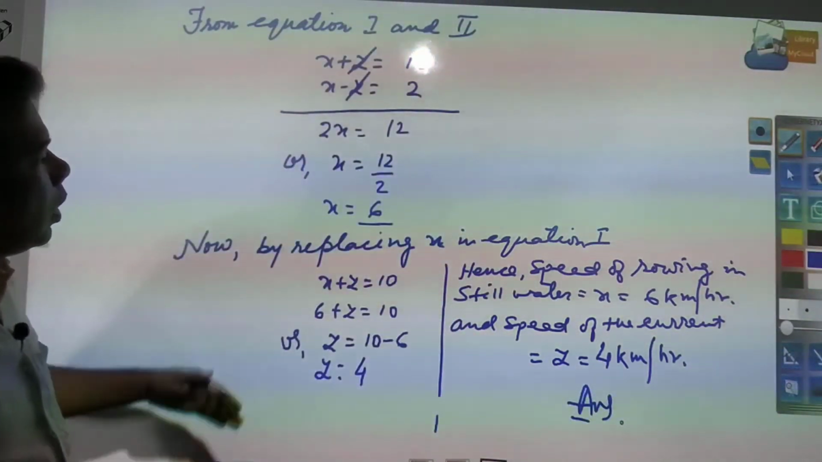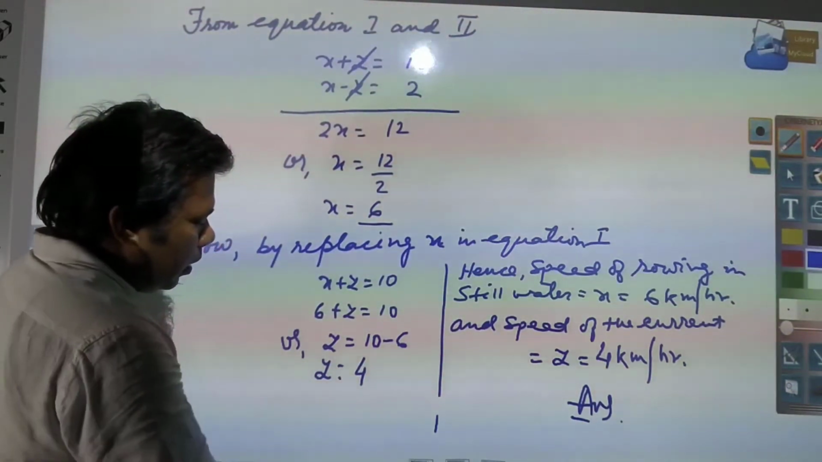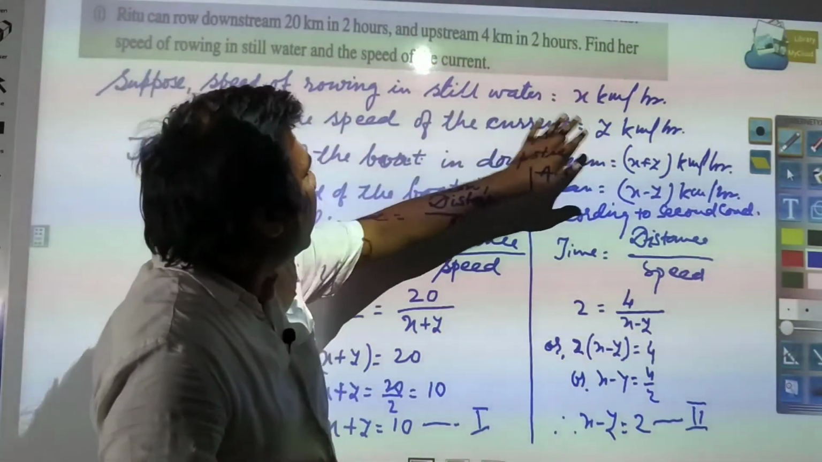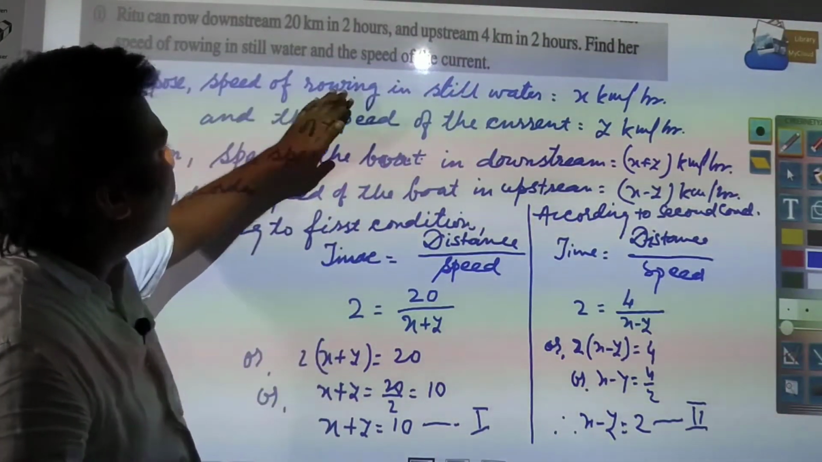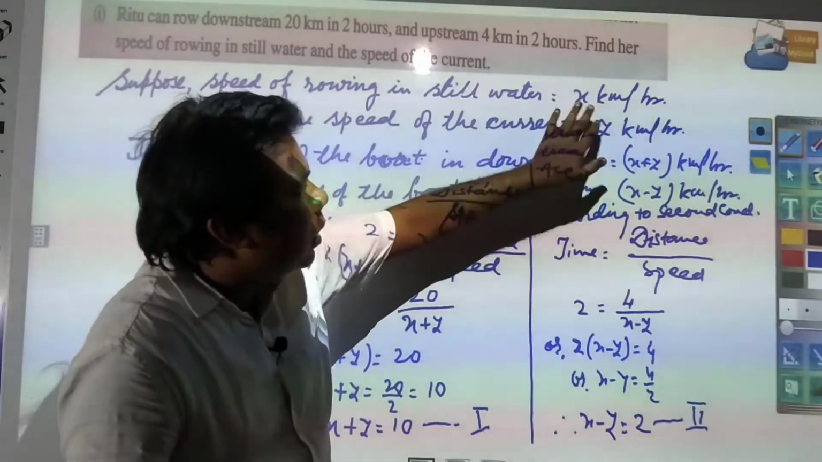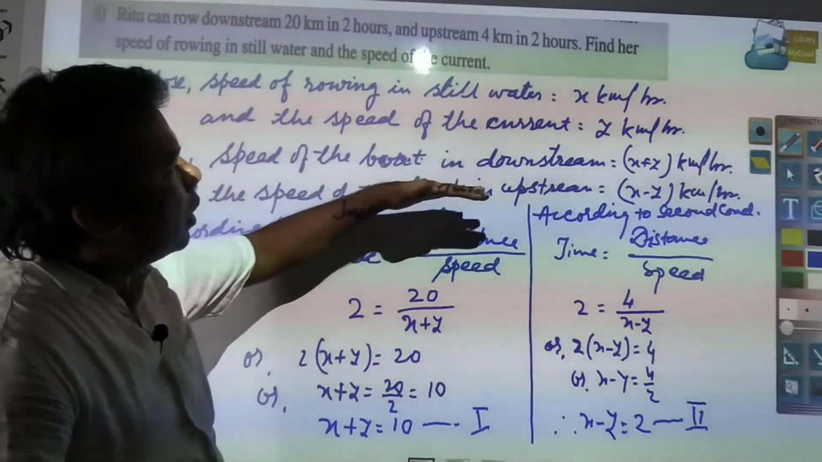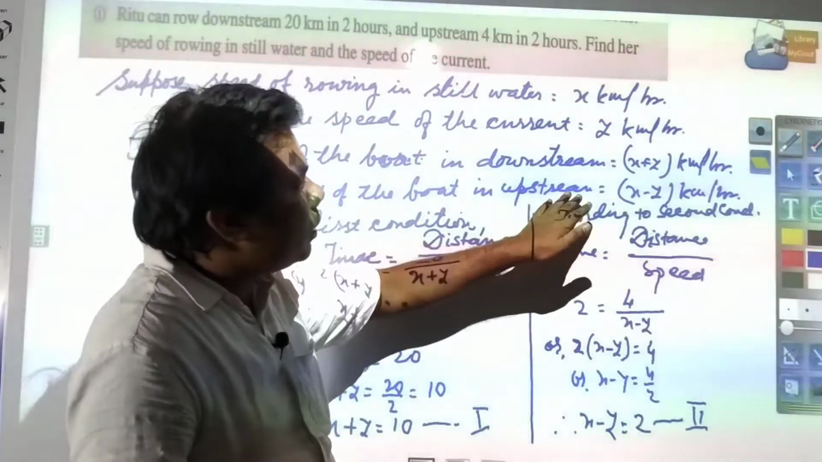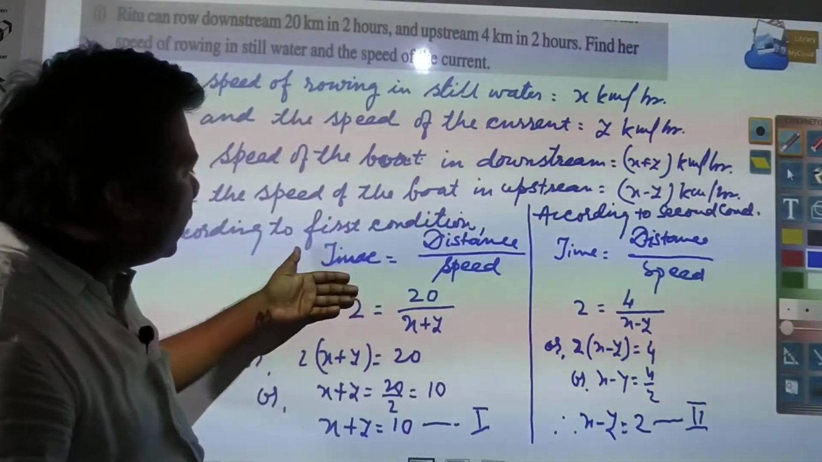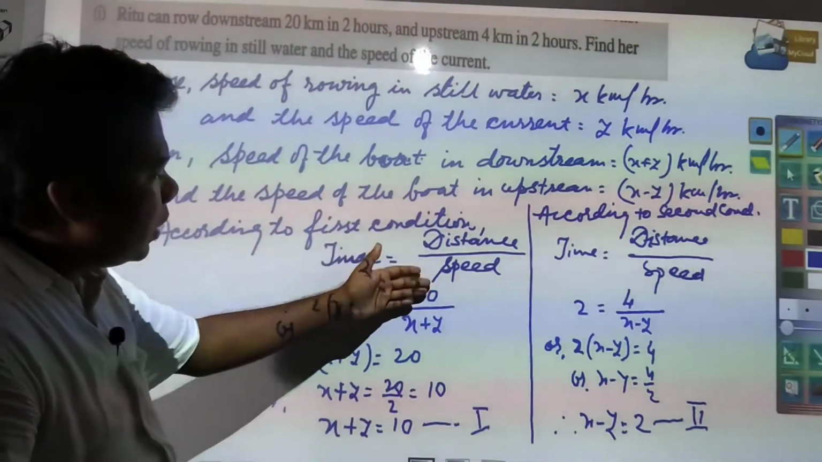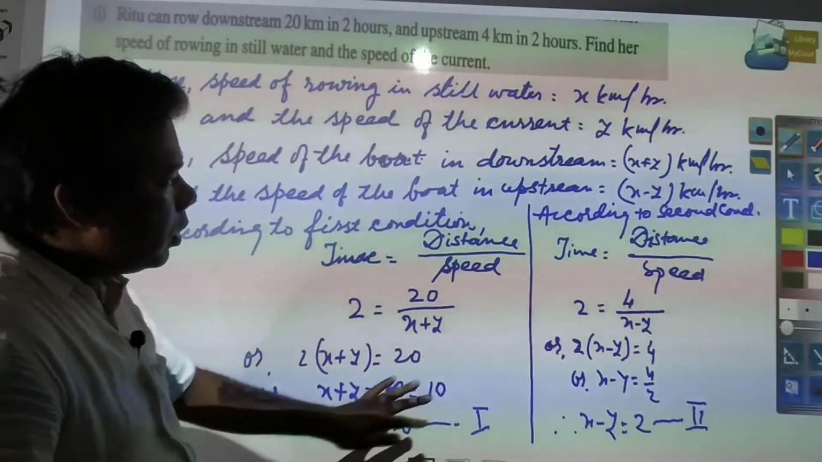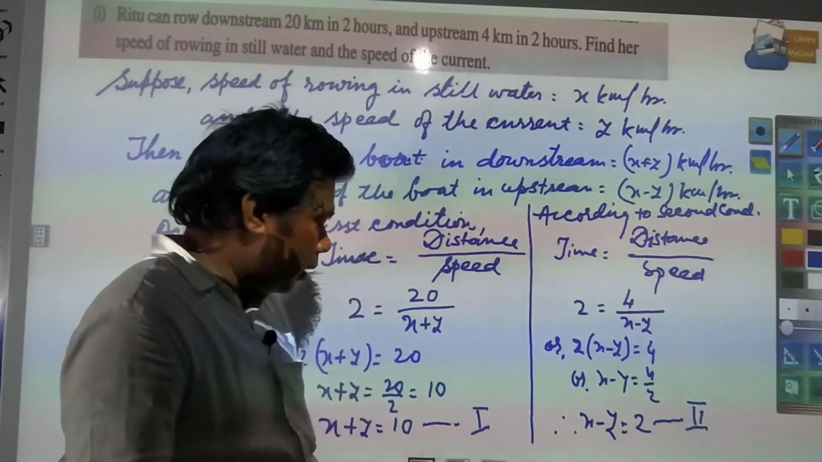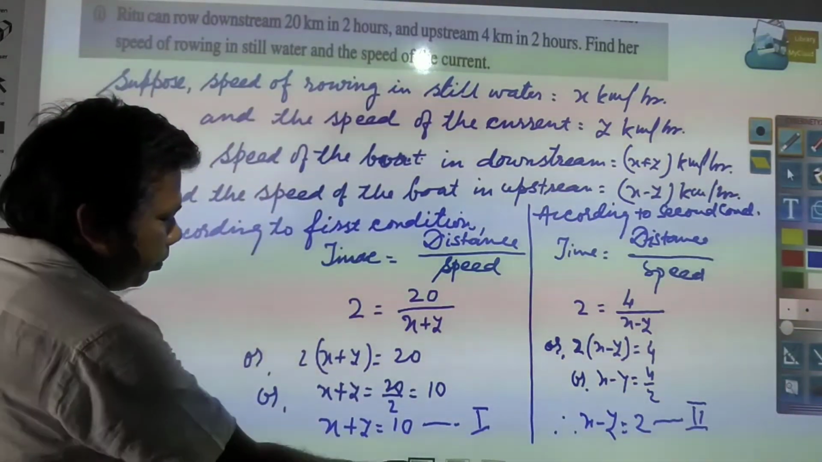So I hope you understood how it has been done. What we need to do, first of all, we need to assume x and y, speed of rowing in still water and speed of current, and then we need to understand in downstream what speed will be there of boat, and in upstream what speed will be there of boat. And then by this formula, time has been given, time is equal to distance by speed. By this formula, equation has been found out, and two equations we have got, and this is required to be simplified, and you will get x and y. Next question we will see.